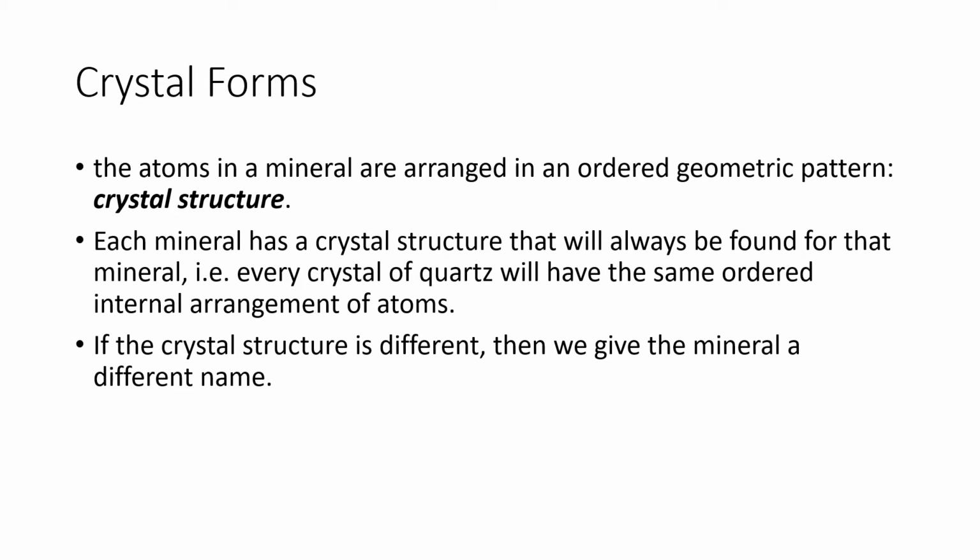The atoms in a mineral are arranged in an ordered geometric pattern, the crystal structure. Each mineral has a crystal structure that will always be found for that mineral. For example, every crystal of quartz will have the same internal arrangement of atoms. They will always be ordered the same exact way. If the crystal structure is different, we give it a different name. It's no longer the same mineral.